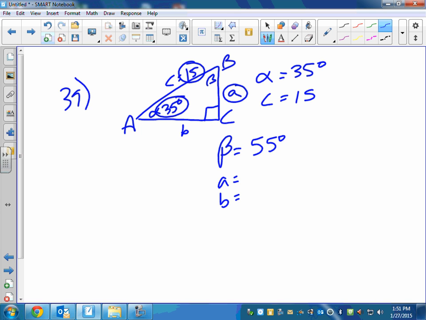It's not always sine. It's whatever it is that sets up the problem. So you have to look to see what it is. And on this one, I could say the sine of 35 degrees equals A over 15. And to solve for A, I'm just going to multiply by 15. Calculator, in degree mode, type it in, it gives you the answer. I think around to 1 decimal is what we usually do.